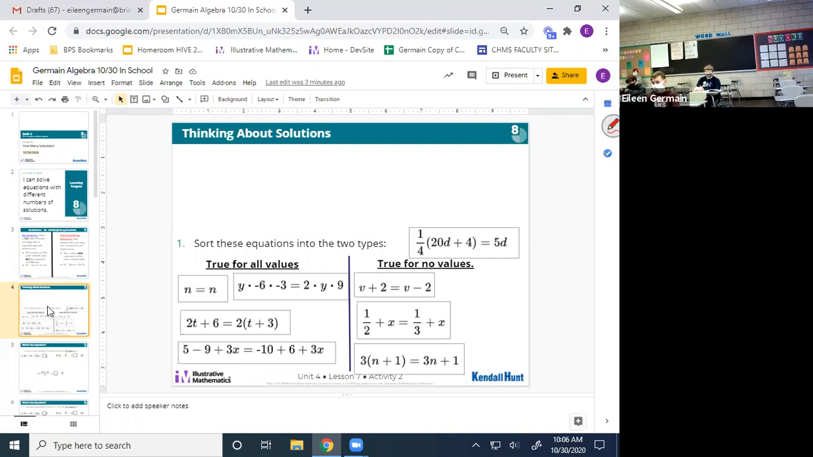So true for all values is the same thing as, what did we call that yesterday? What did we call true for all values? What was that name that we just talked about on the last slide? Kyle? Very good. Any number you can plug in would make it equal. And what was the name that we said that we were going to write for that? Junior? No solution. Infinite solution. So which one is true for all values? It is infinitely many solutions.